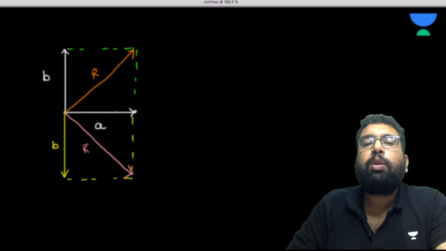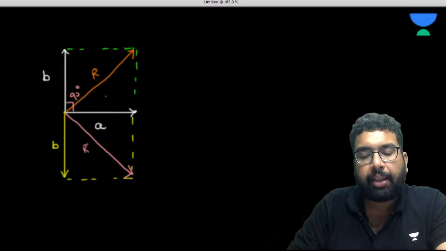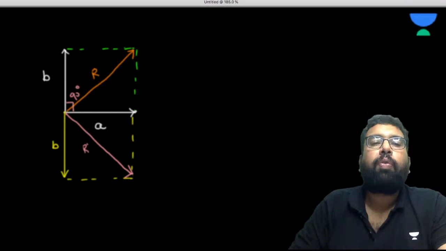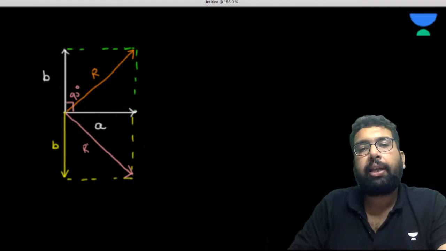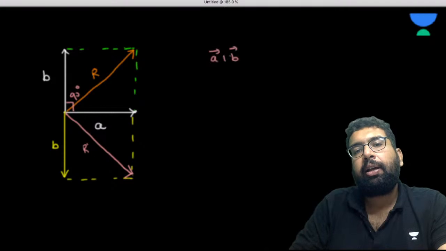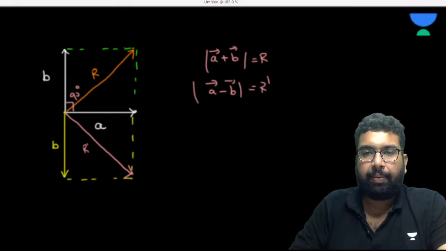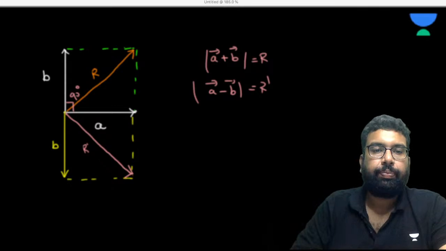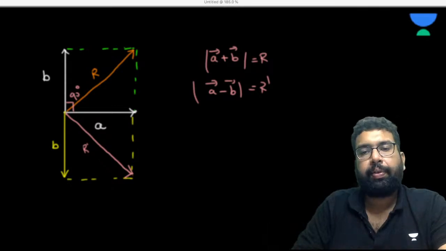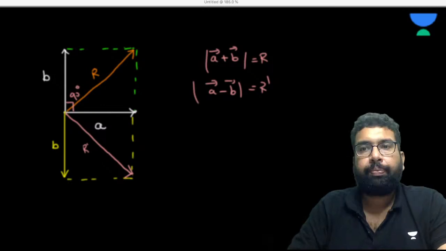So now geometrically also you can see that when the angle between A and B is 90, the magnitude of their resultant, that is A plus B, is R, and for vector A minus vector B it is R dash. So in this case both are equal clearly. Please answer me, what do you think? Is it fine, my dear?